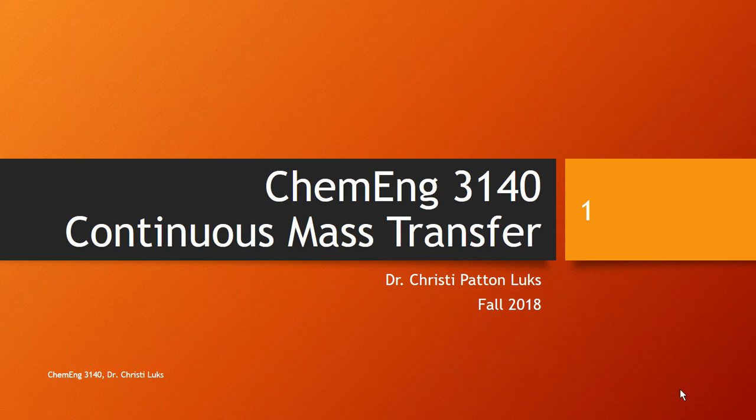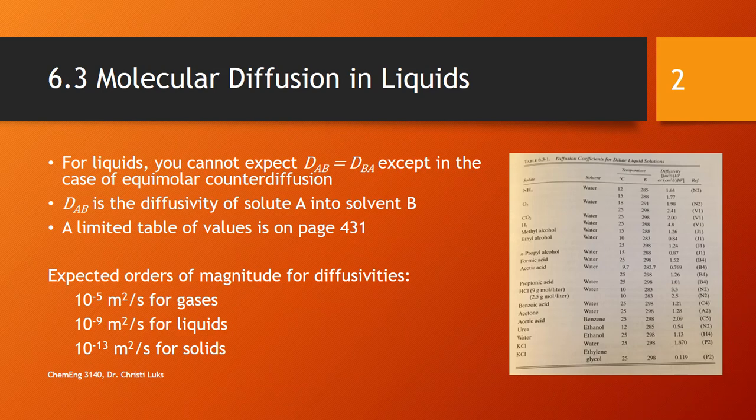Hello, this is Dr. Lukes, and this lesson is going to be for our Chemi 3140 class on molecular diffusion in liquids. So what we've seen so far is that we really can't expect that the diffusivity of A into B will be the same as the diffusivity of B into A, except in the case of equimolar counterdiffusion where the math does in fact work out that way. So we need to know the order of the AB subscript. Now what this is saying is that this is the diffusivity of solute A going into solvent B.